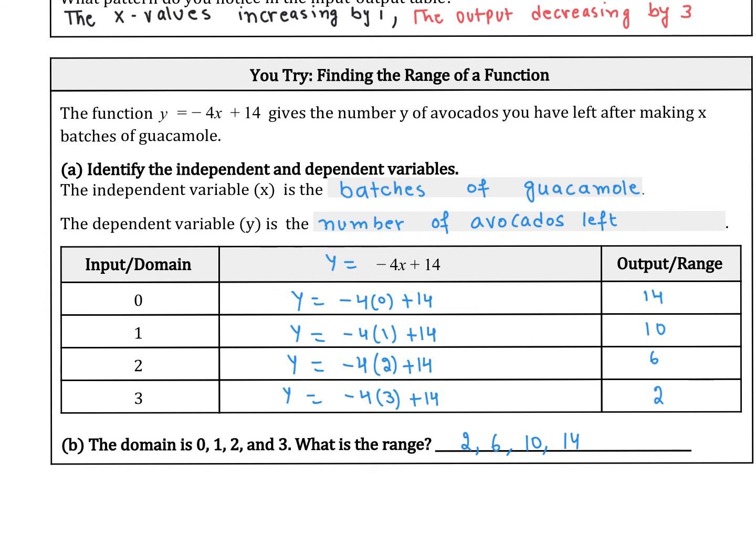Output or range means that you're finding the y values, and input or domain means you're finding the x values. So the range is 2, 6, 10, and 14 after you put in 0, 1, 2, and 3. If you want to keep the same order, then I would rather write it this way: when you plug in 0, you get 14, when you plug in 1, 10, for 2 you got 6, and for plugging in 3 you got 2.